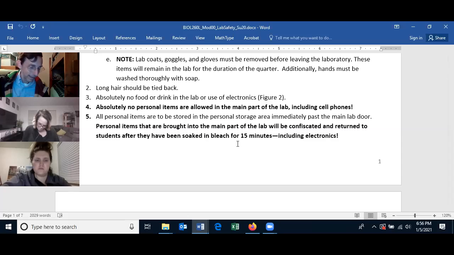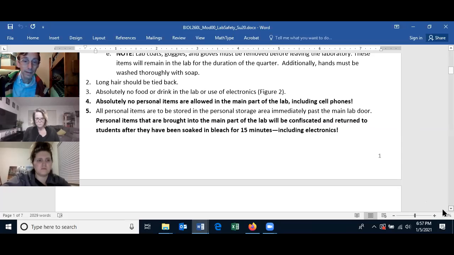It is inside the lab door, and I don't want to talk much about that because you're not actually going to go in the lab. The point is, anything that comes into the lab proper has to stay in the lab until it has been autoclaved or sterilized and bleached, in which case then you can take it home. Any questions about that?